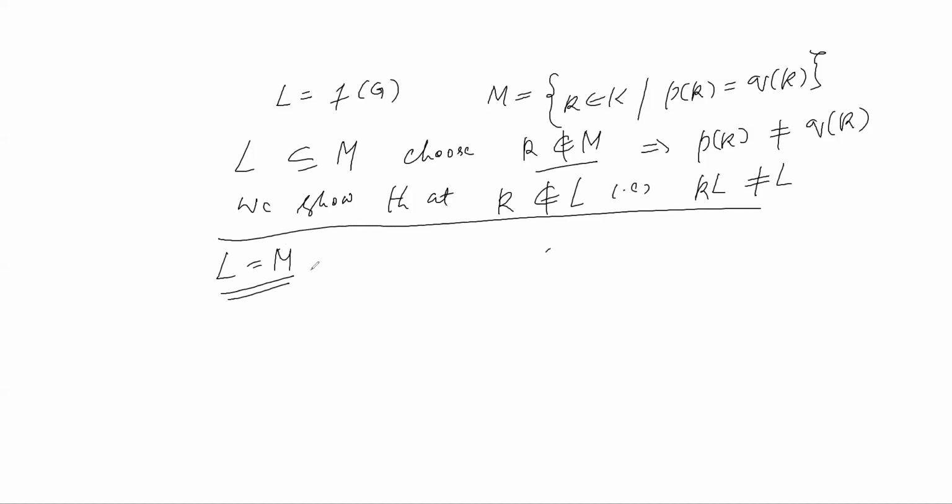थोड़ा zoom कर लेते हैं इसको. M and L they are same. Now for any G in G, f of G belongs to L, है ना? f of G belongs to L because L is the image of this mapping. So this means f of G also belongs to M, belongs to L, which is M.